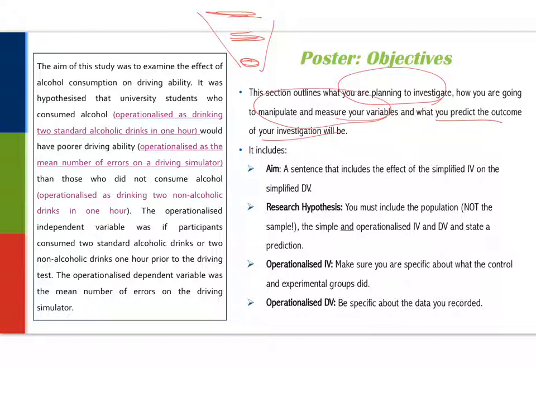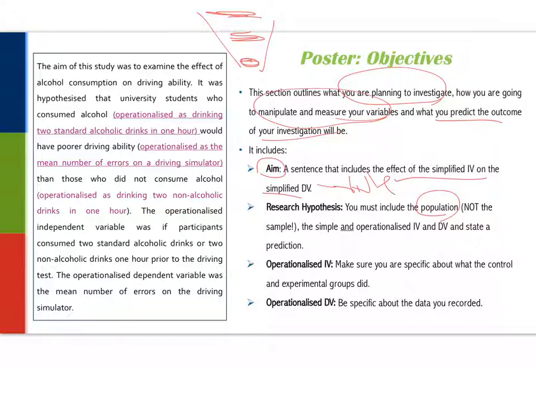All it will include is the aim. So we're just looking at the effect of this simple IV on the DV. Hint, it's exactly the same as your title is going to be. The research hypothesis. Now, of course, this will include your population, not your sample, the population, the broader one.